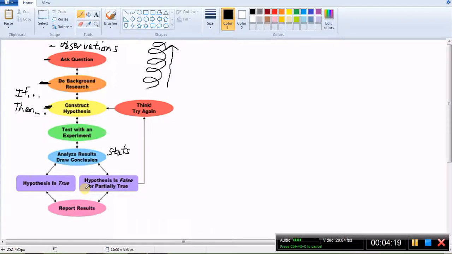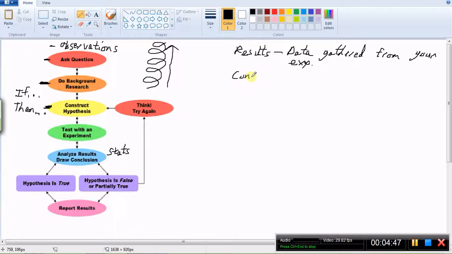So you get your data, those are your results. Conclusions are how you interpret your results. So that's an important distinction. Results are like your data, data gathered from your experiments. Your conclusions are how you interpret that data.